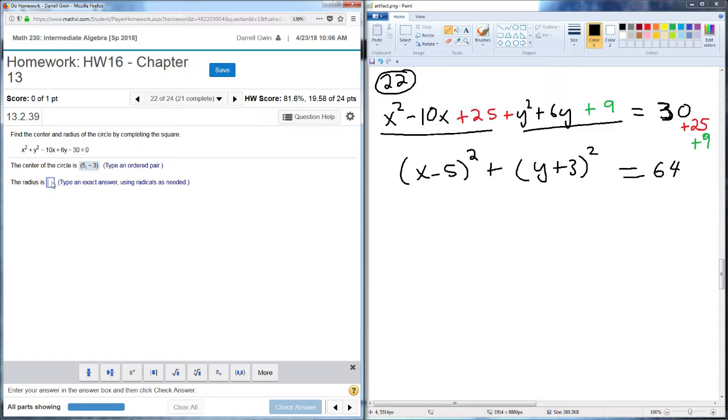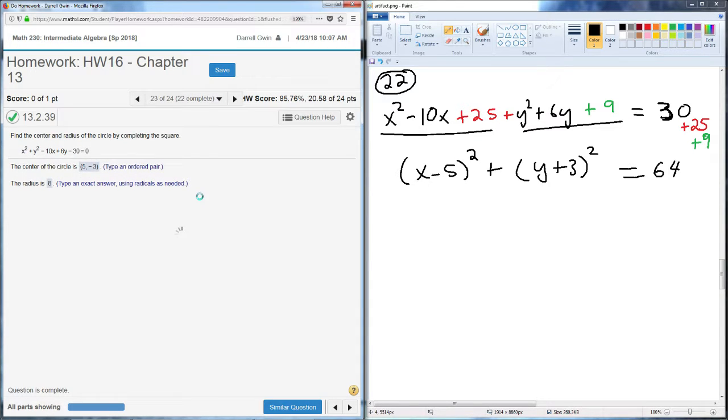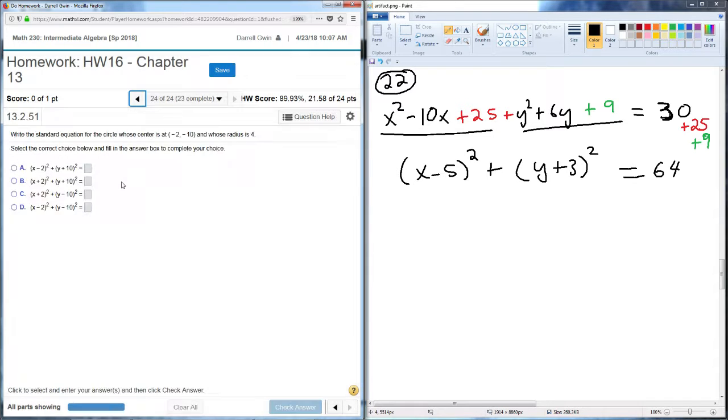64, the square root of 64 is 8. That's the radius. Center 0, 0, radius 4, so I'm looking for 16. Almost done, guys. Almost done.